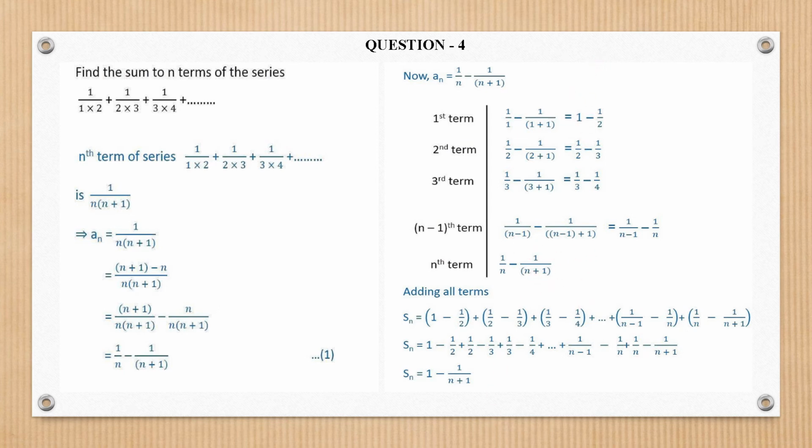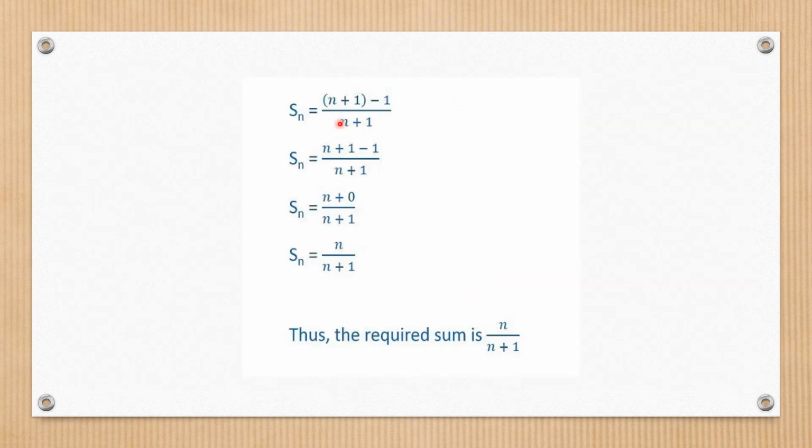So this is just Sn. Now Sn, take LCM. It will be n plus 1 minus 1 divided by n plus 1. So n upon n plus 1 is the required sum. Okay.